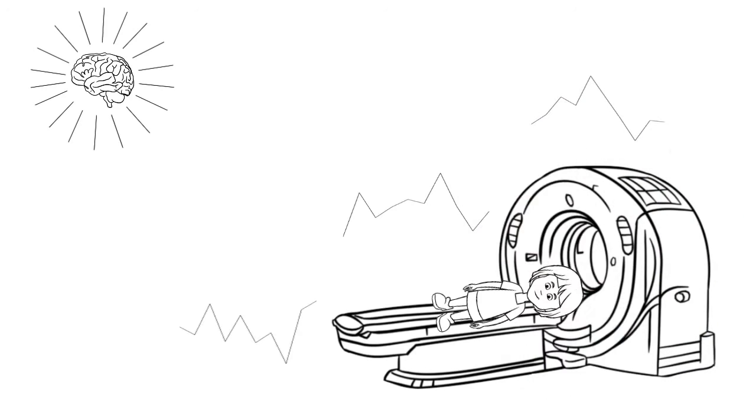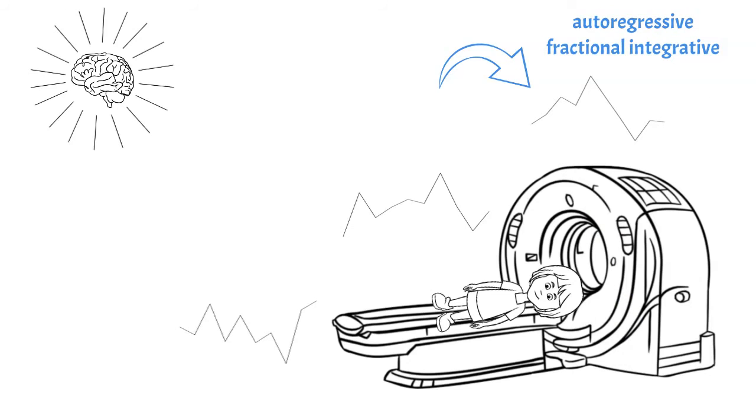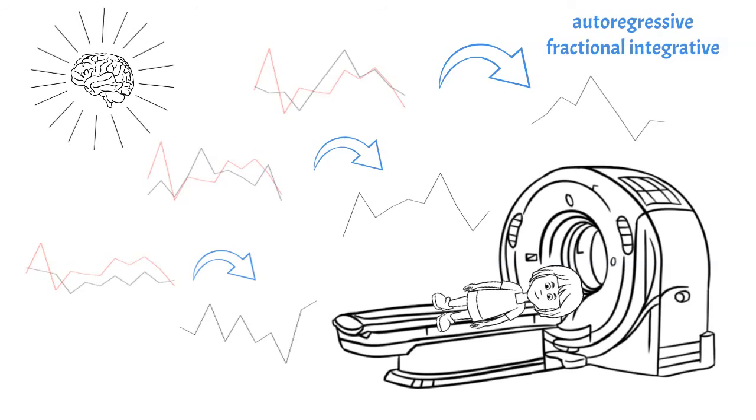Therefore, we used this property to model the time-evolving signal using a dynamical model known as the autoregressive fractionally integrated model. This model can be used to filter out the unstructured noise, that is the red curve, in the acquired signal and retrieve the clean black signal.